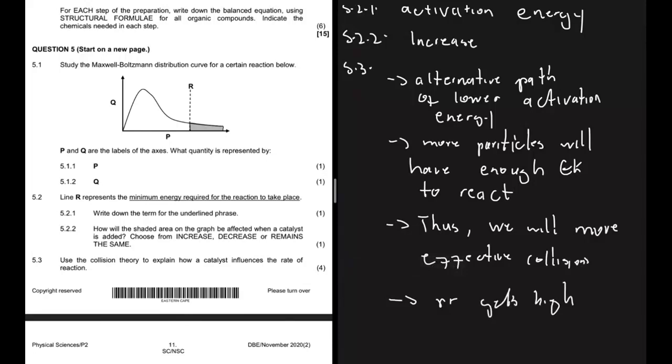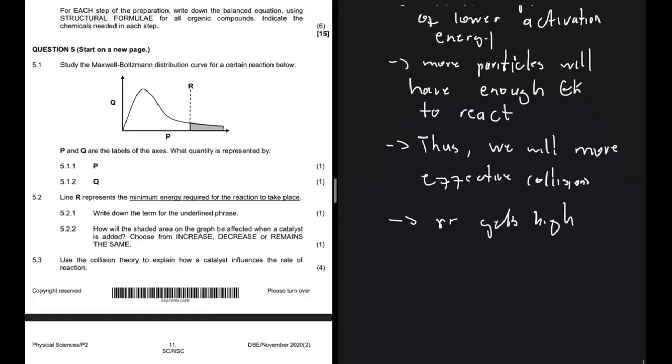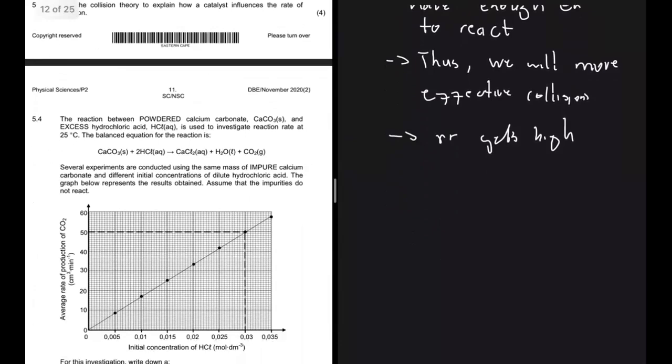When you add a catalyst, there will be an alternative path of lower activation energy. So particles that previously didn't have enough EK, now they do, and they will form reactions, right? And then the more the number of reactions, the more the number of effective collisions, and then the reaction rate will go up. And then we move ahead to 5.4.